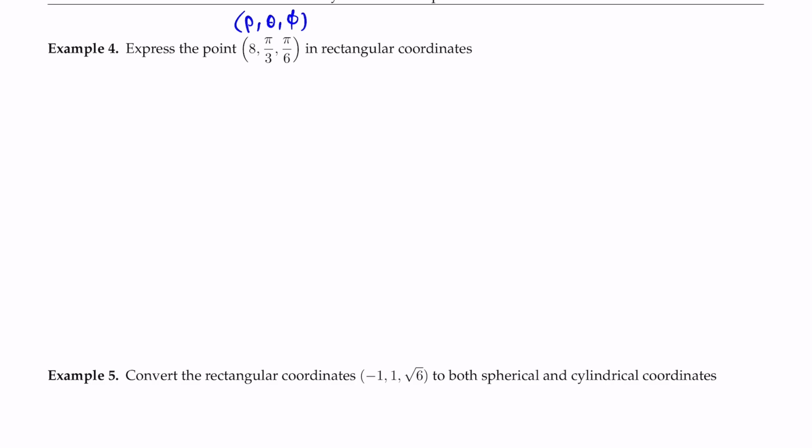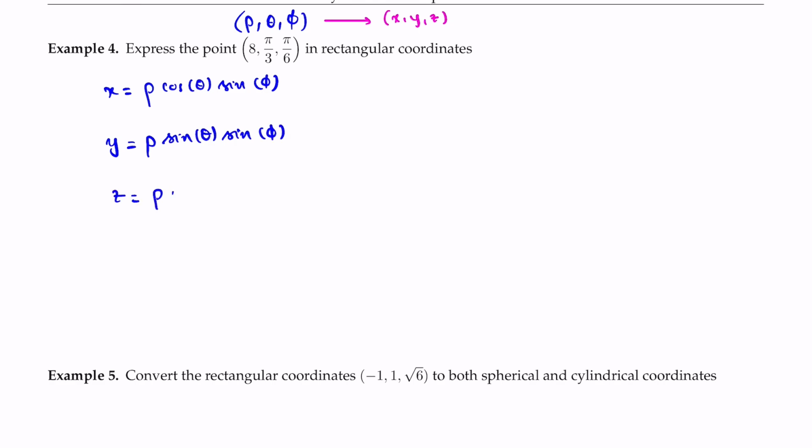Now I want to convert this into the rectangular coordinates of the form x, y, and z. x is equal to rho times cosine of theta times sine of phi. y is equal to rho times sine of theta times sine of phi. And z is equal to rho times cosine of phi. For rho equal to 8, theta equal to pi over 3, and phi equal to pi over 6, you have x equal to 8 times cosine of pi over 3 times sine of pi over 6. This is equal to 8 times, cosine of pi over 3 is 1/2, and sine of pi over 6 is also 1/2. So you have 2 for the answer.